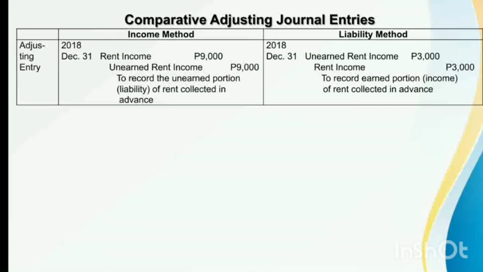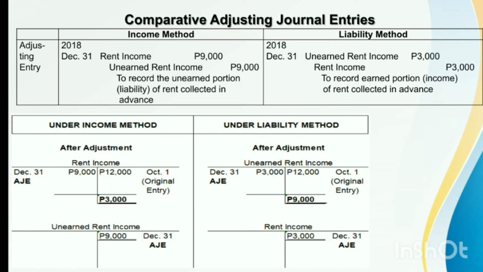So we have here the comparative adjusting journal entries under the income and liability methods. And we also have here the T accounts. So what we are going to do now is to post the adjusting journal entries to the respective T accounts. Let's begin with the income method.